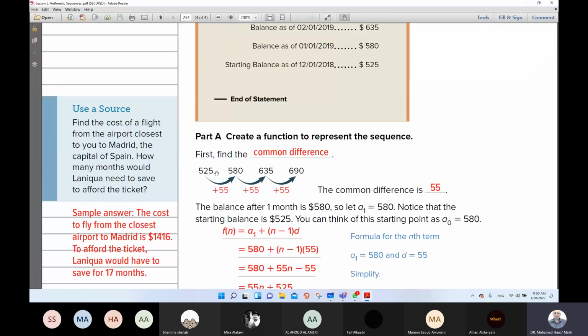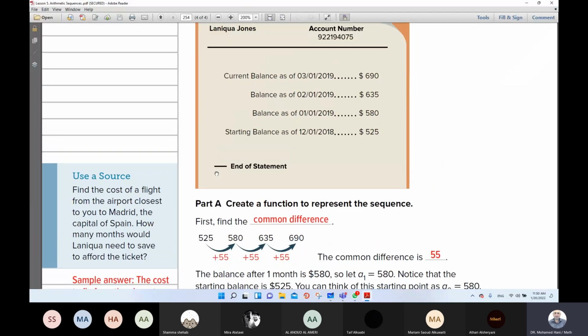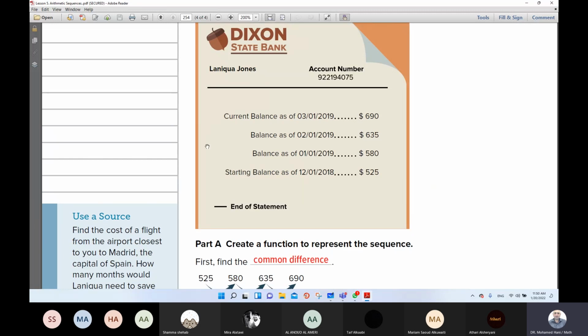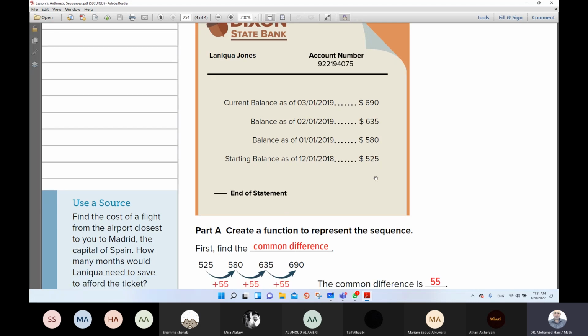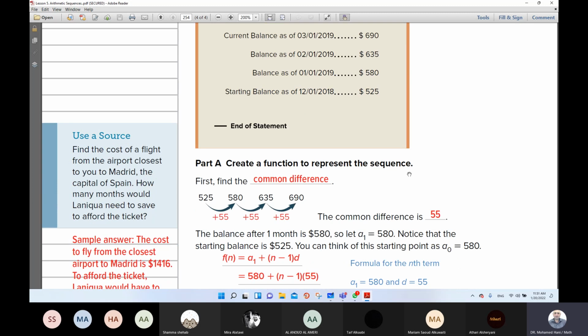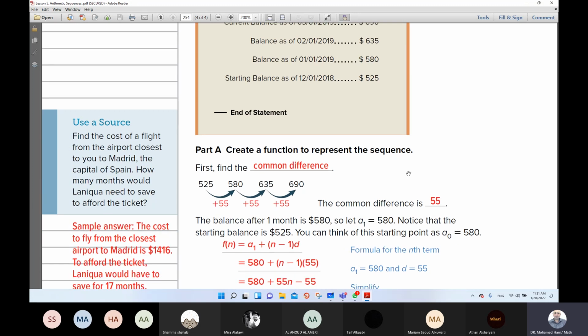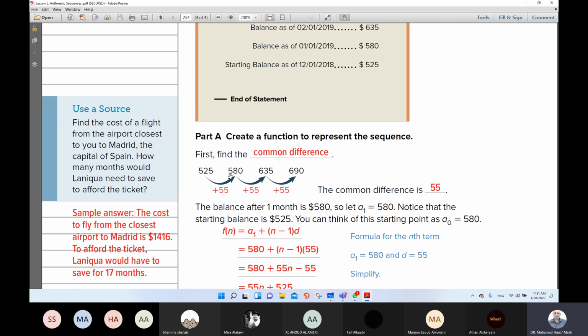In this example here, as you see here, we have current balance as of 3/1/2019, $690. And here the balance 635, and here 580, and here 525. So create a function to represent the sequence. So here we have the sequence 525, 580, 635, 690. As you see here, the common difference, or the value of d, will be 55.